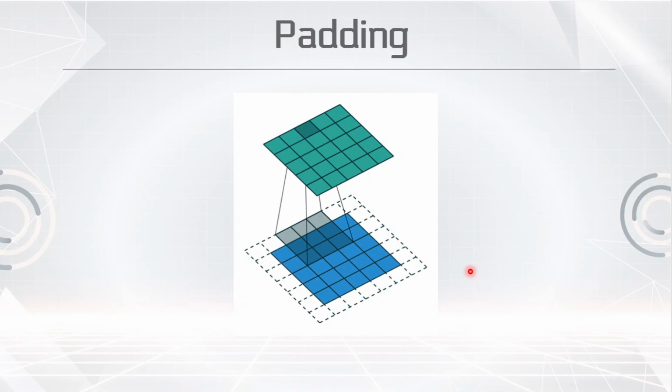The next topic is padding. Padding means to add an extra layer of zeros around the image. In this example, one layer of zeros has been added. The dashed lines mean zeros around the image. Padding is used to detect the features around the edges better.